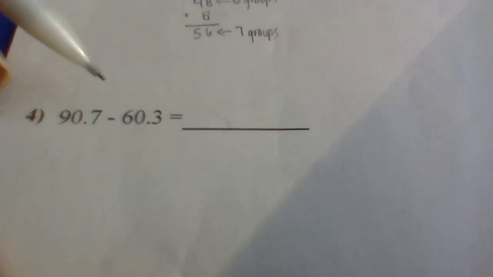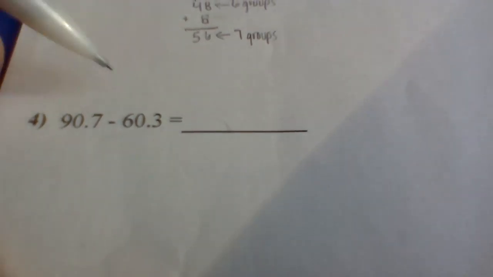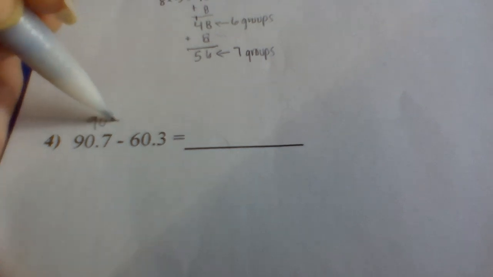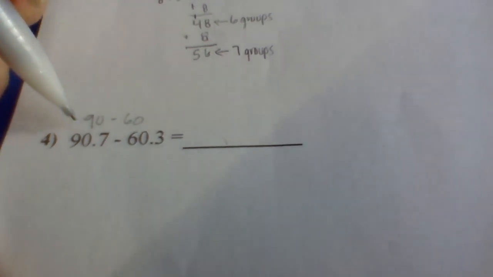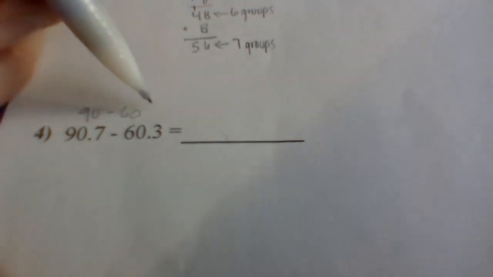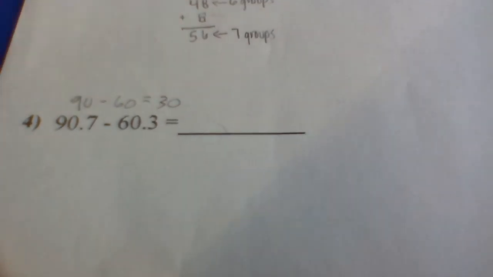I'm just going to use this, even though I'd round it up to 91, I'm still just going to use my idea to make it easier. I'm going to use it with my tens. So I'm just going to go 90 minus 60. And I'm just looking then at my tens, and 9 minus 6 gives me 3. So my estimate's going to be around 30.